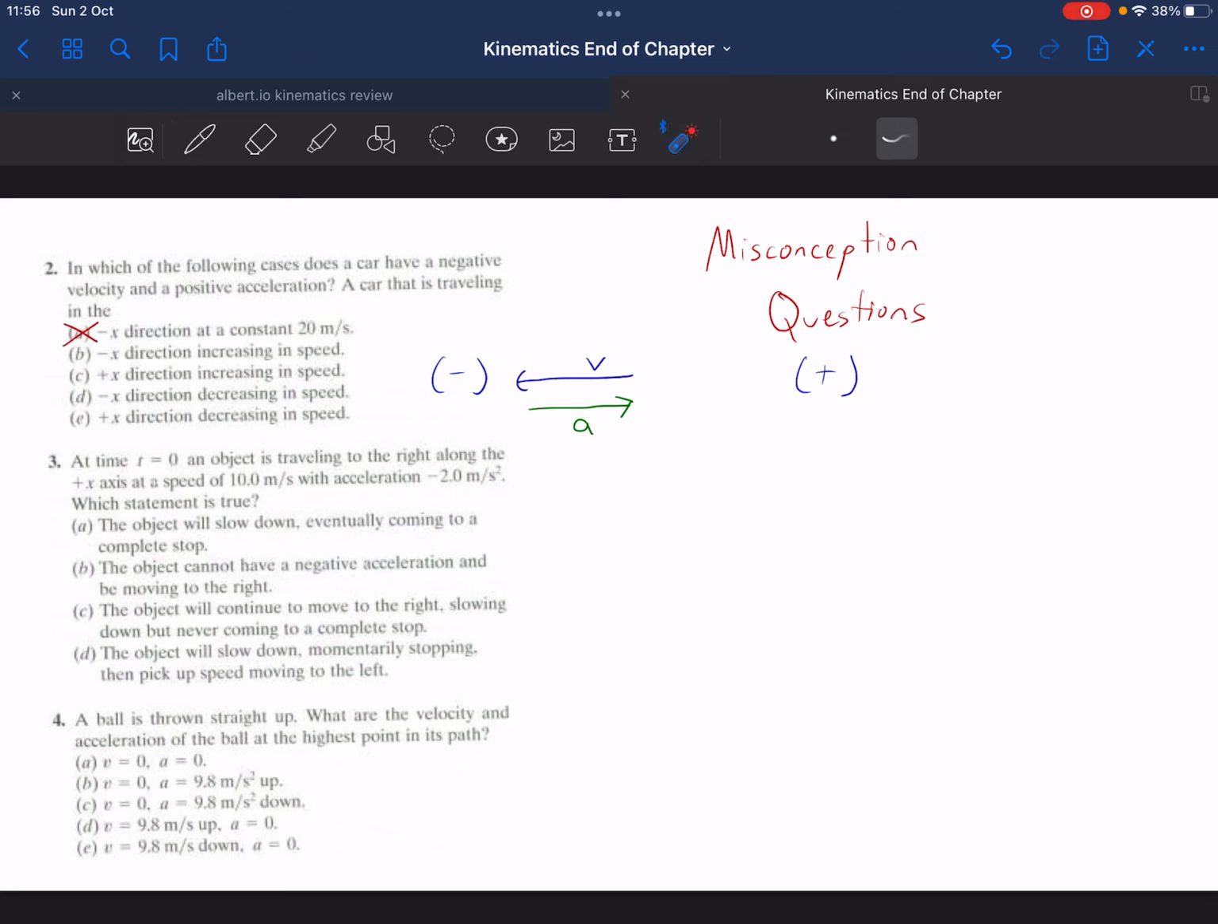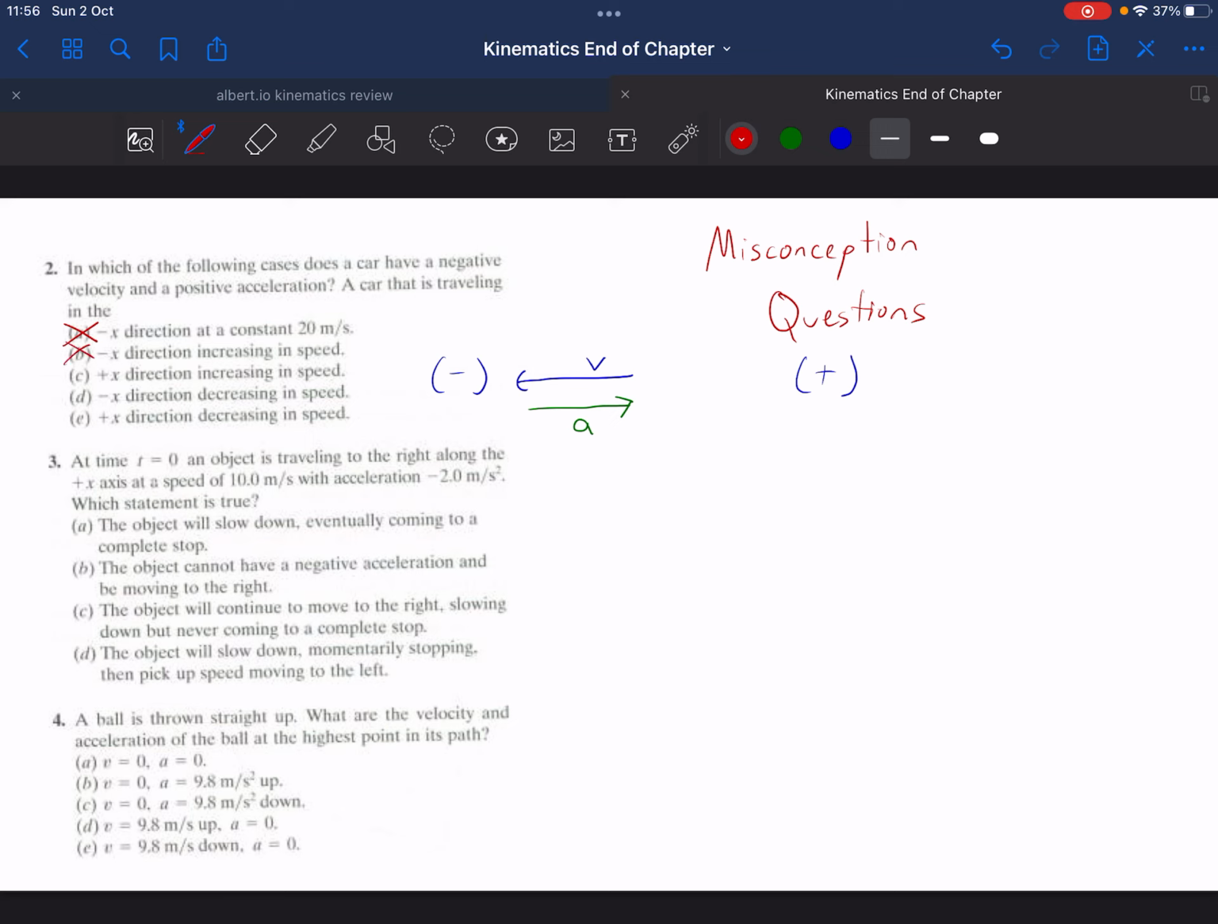Option B, moving in the negative x direction and increasing in speed, that would be velocity to the left, but in that example for B, our acceleration would be moving the same way as the velocity. So for option B right here, this would be our vector diagram and acceleration would be negative. So it can't be B.